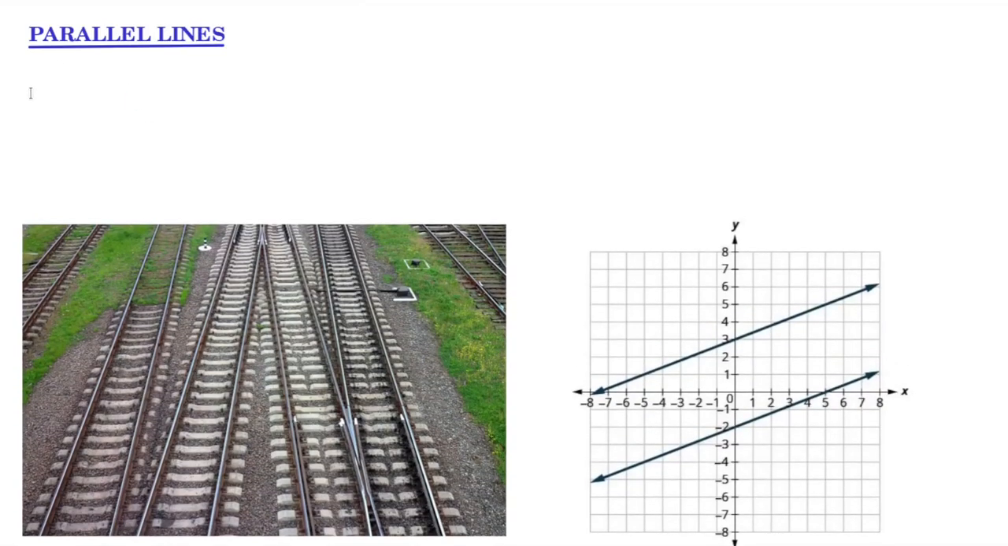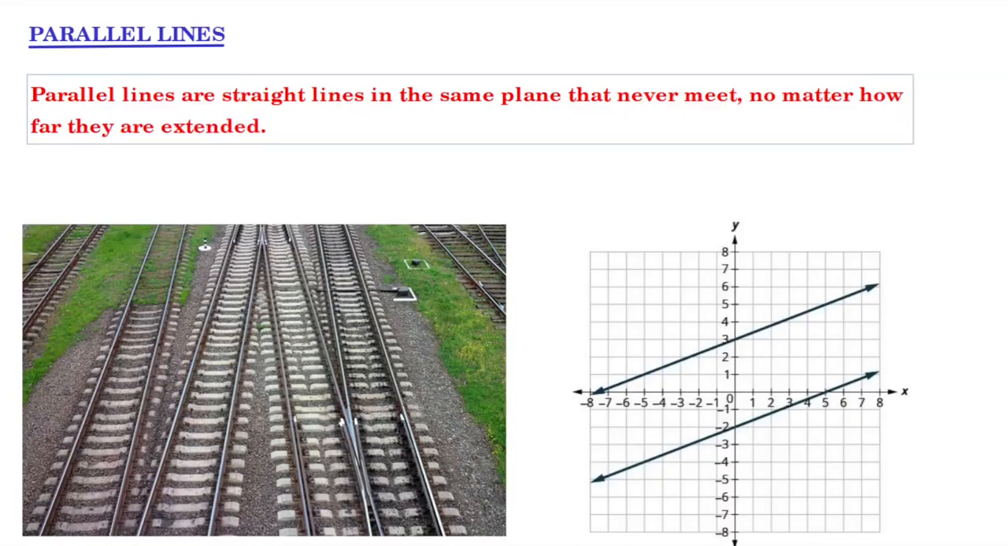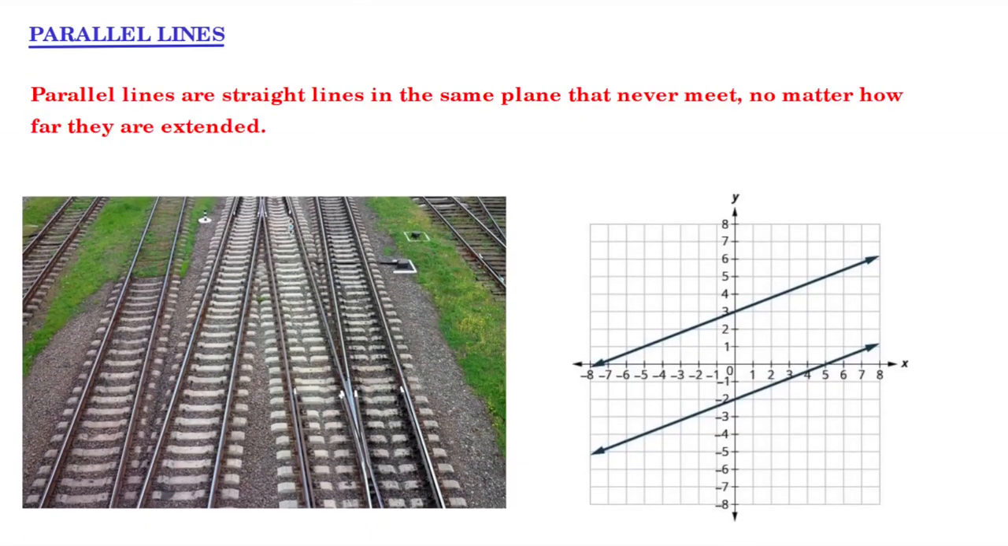If you have two lines that never meet, no matter how far they are extended, those two lines deserve to be called parallel lines. For example, these lines here, which are the railway lines, are always equidistant from one another, no matter how you try to extend them. This line is just parallel to this one.